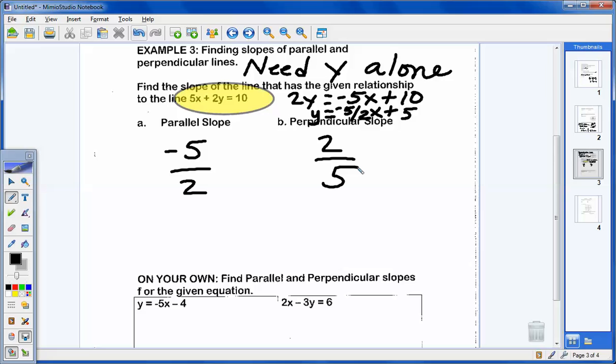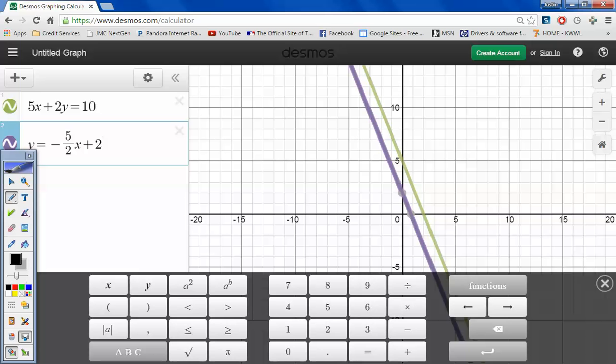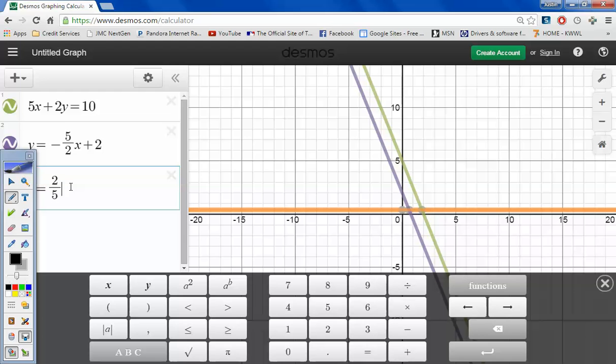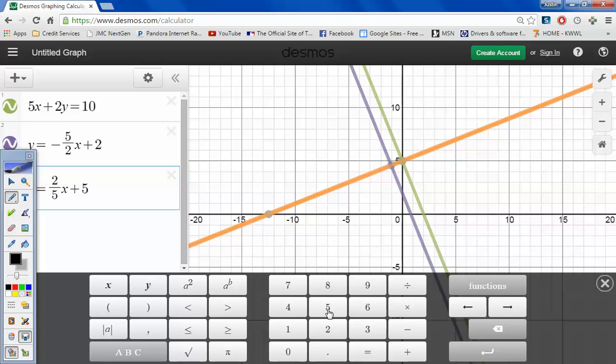Oh, this is so much fun. I get kind of excited about this section, Mrs. Miller. I've got to apologize.